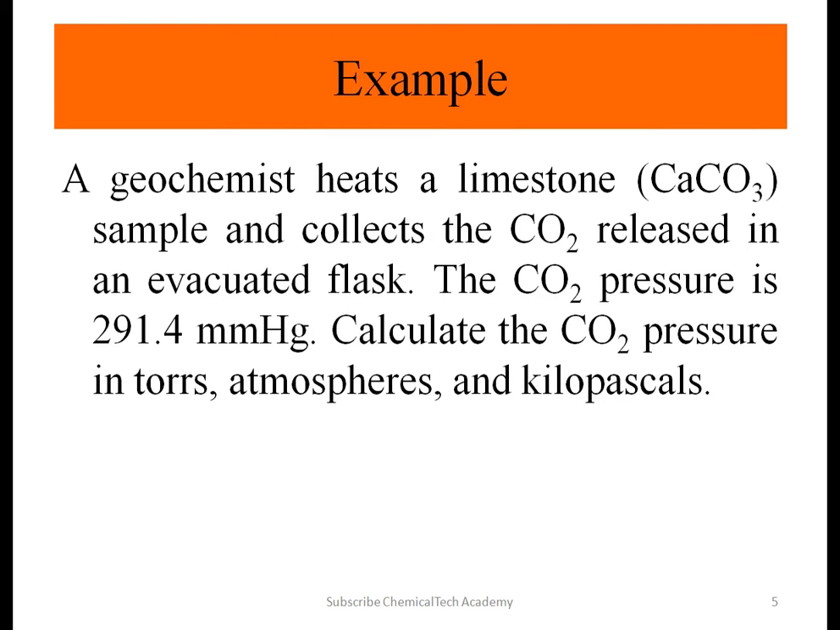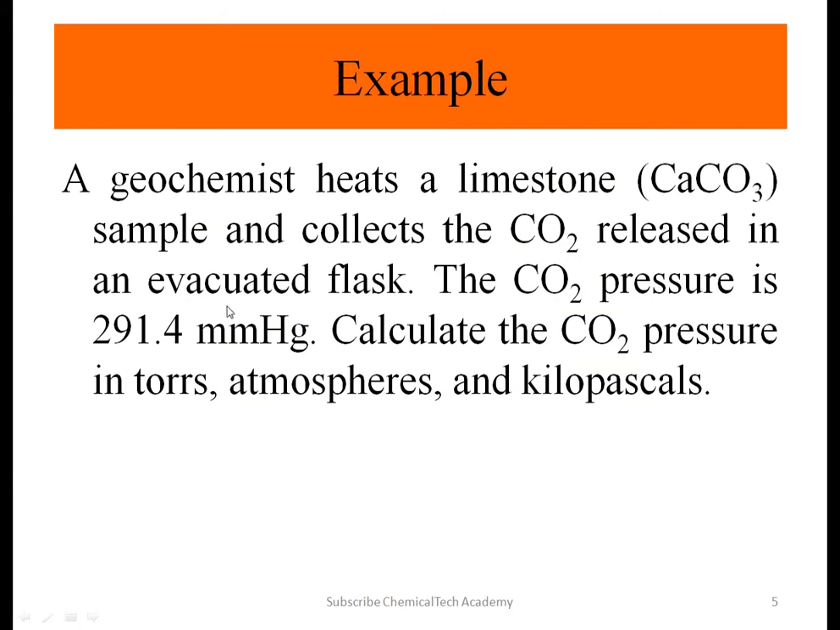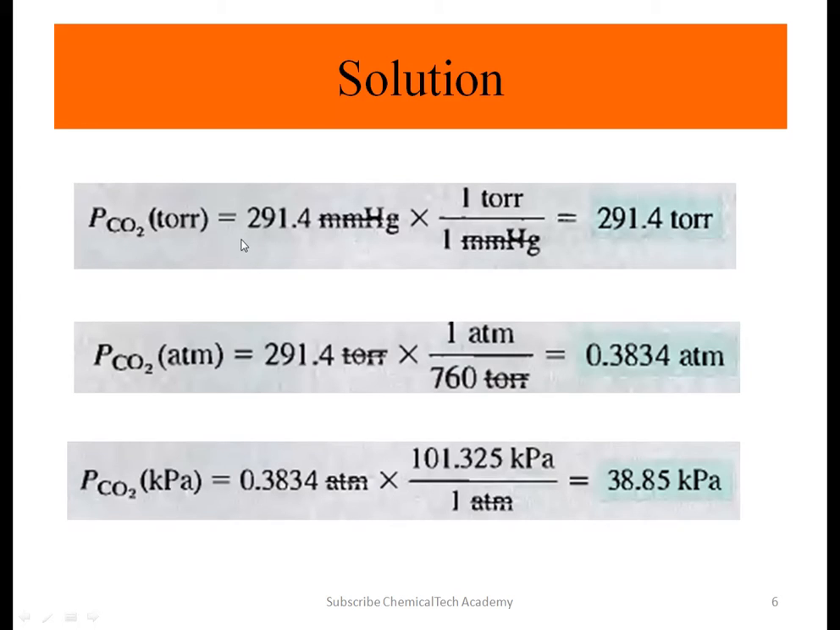Next example: a geochemist heats a limestone CaCO3 sample and collects the CO2 released in an evacuated flask. The CO2 pressure is 291.4 millimeter mercury. Calculate the CO2 pressure in torr, atmosphere, and kilopascals. So the number was 291.4 millimeter mercury. We need to convert it to torr, atmosphere, and kilopascal.